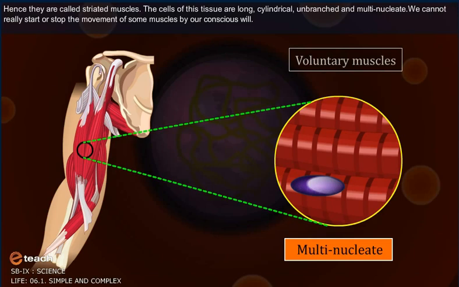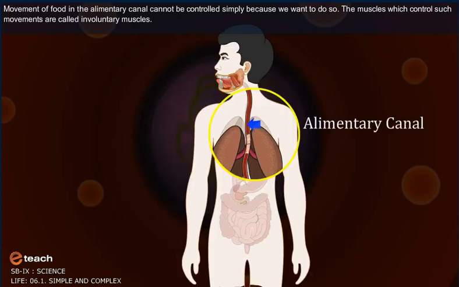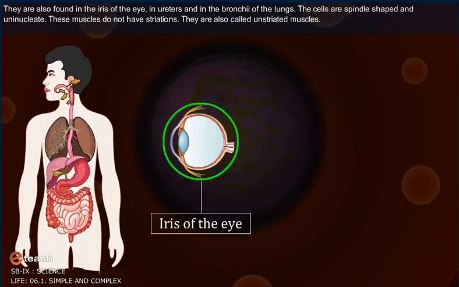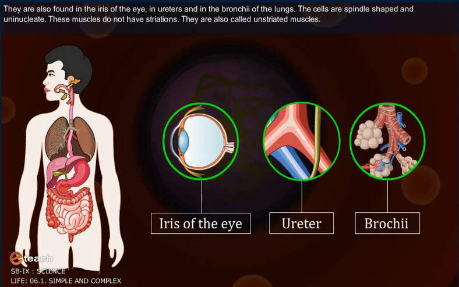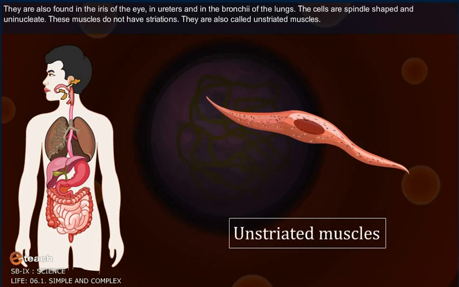We cannot really start or stop the movement of some muscles by our conscious will. Movement of food in the alimentary canal cannot be controlled simply because we want to do so. The muscles which control such movements are called involuntary muscles. They are also found in the iris of the eye, ureters and in the bronchi of the lungs. The cells are spindle-shaped and uninucleate. These muscles do not have striations. They are also called unstriated muscles.